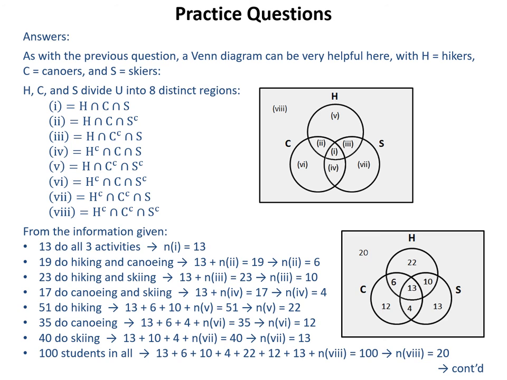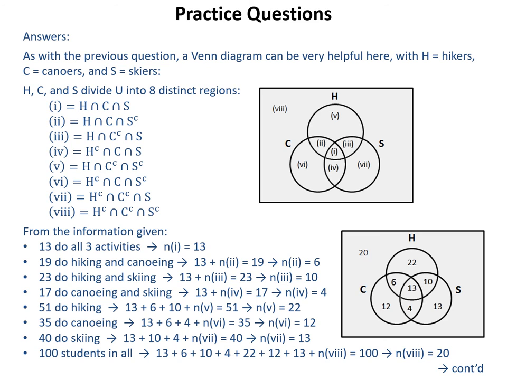23 do hiking and skiing. So 23 minus 13 is 10, and that goes into region 3. And 17 do canoeing and skiing. So 17 minus 13 is 4, and that goes into region 4.